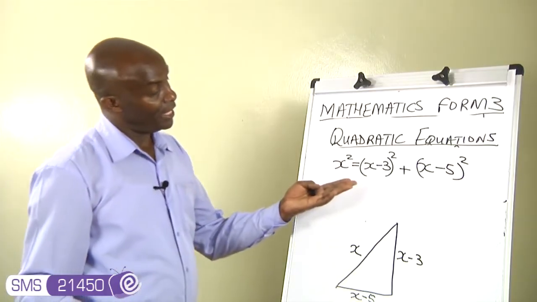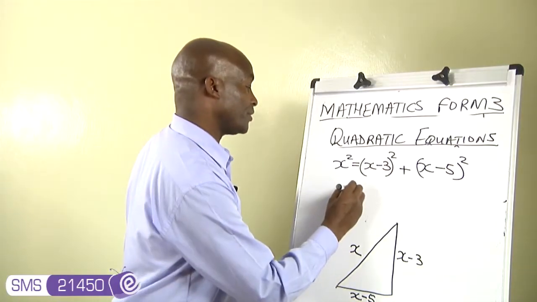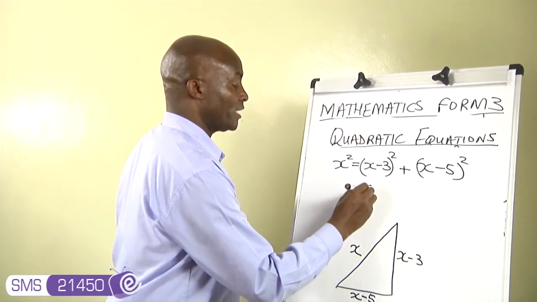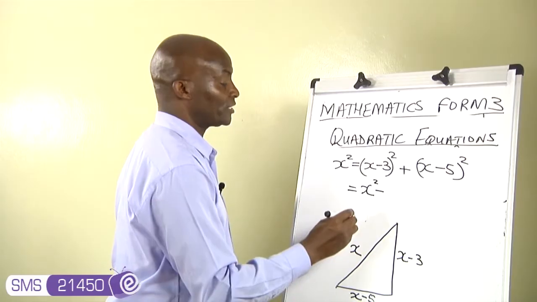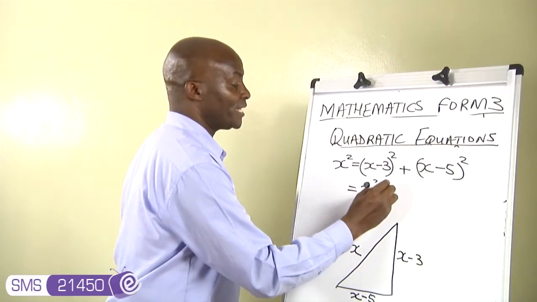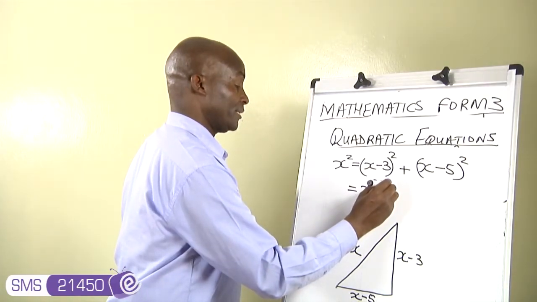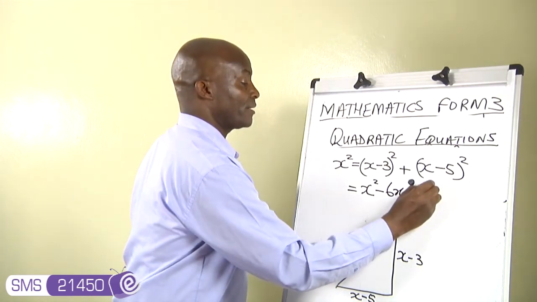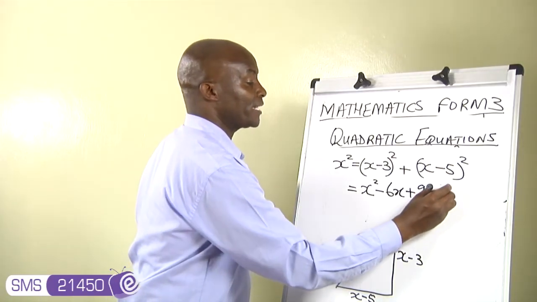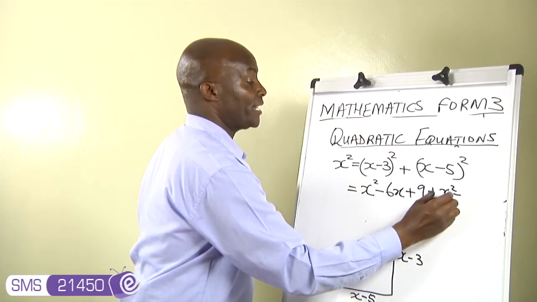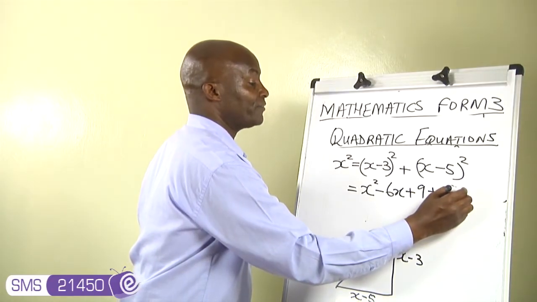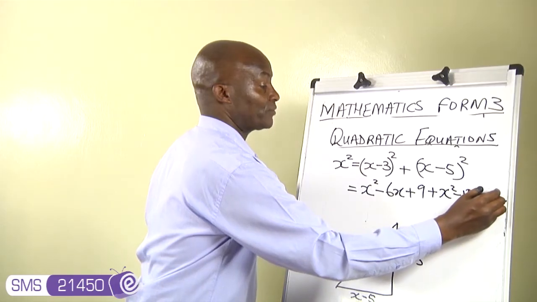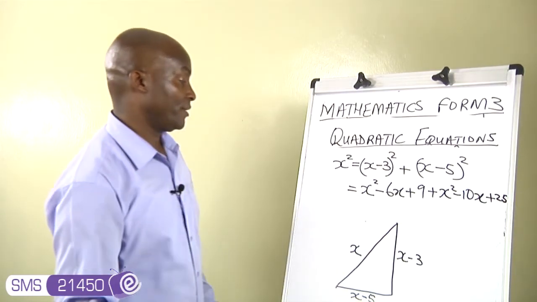Next is to open the bracket in order to solve. So we open this bracket the normal way, and we get x squared minus 2 times x times 3, which is 6x, plus 9. Then we open this other one, we get x squared minus 2 times x times 5, which is minus 10x, then plus negative 5 squared is 25.